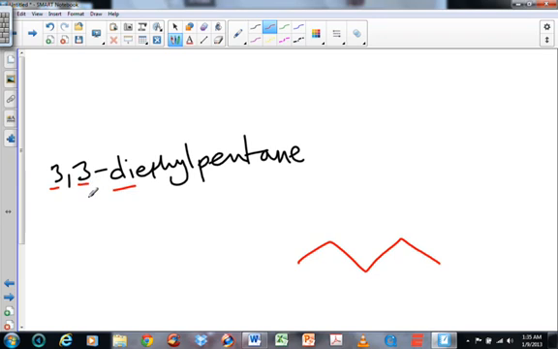But then we just have to ask ourselves, what does diethyl look like? What do ethyl groups look like? Those are 2-carbon groups. That's 2 carbons, that's 2 carbons. You don't have to draw it exactly like this, but that would be 1, 2, 3, 4, 5. That's my pentane parent chain, and then coming off it is 1 ethyl group, and coming off is the other ethyl group. Anyway, that's how you name and draw alkanes.